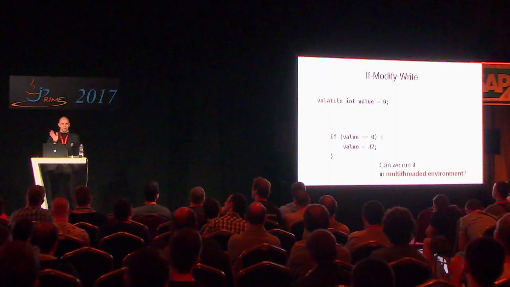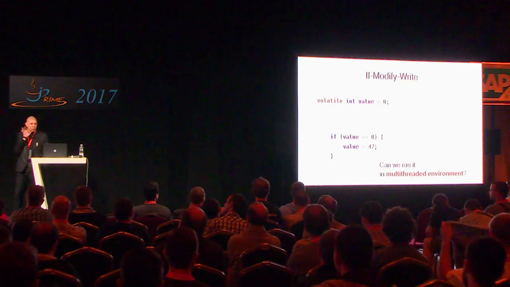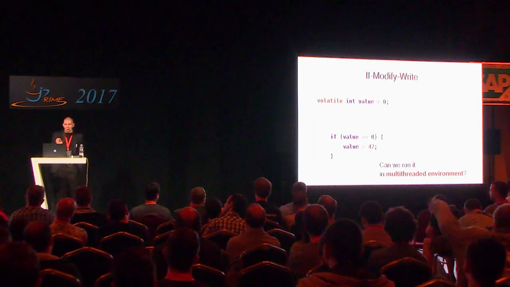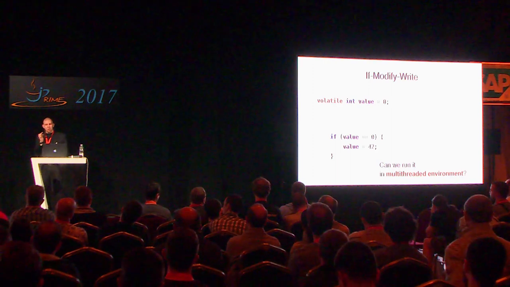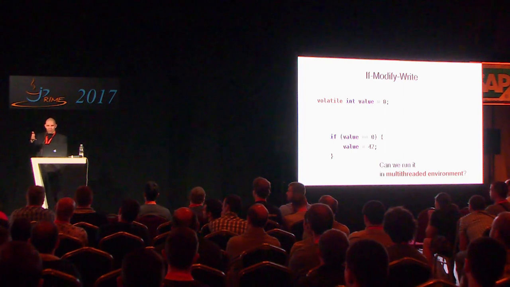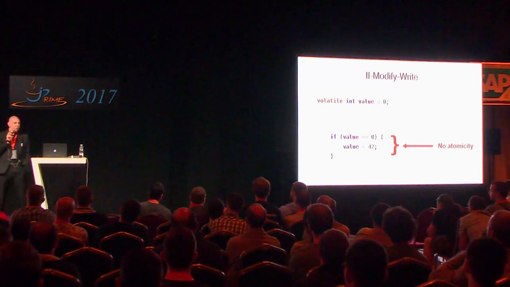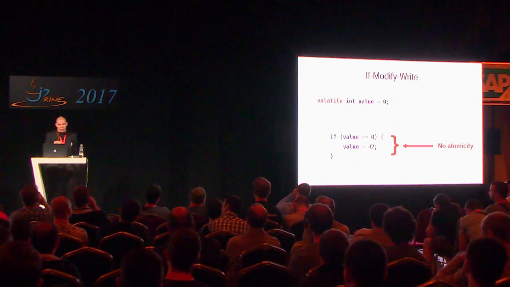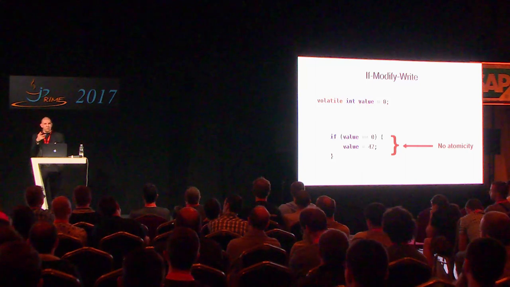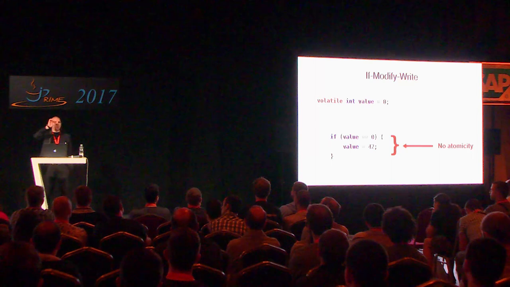Suppose we have some volatile int, and we want to modify it only if it has some particular value. For example, we want to modify the value to 42 if and only if the previous value is null. So can we run it in a multi-threaded environment or not? Why? What is the problem? The problem is that there is no atomicity. It's two separate operations. The first is read, so we try to get the real value, and the second one is set. And between these two operations, some threads may do other operations with this value. Other threads can modify the value between these two lines.